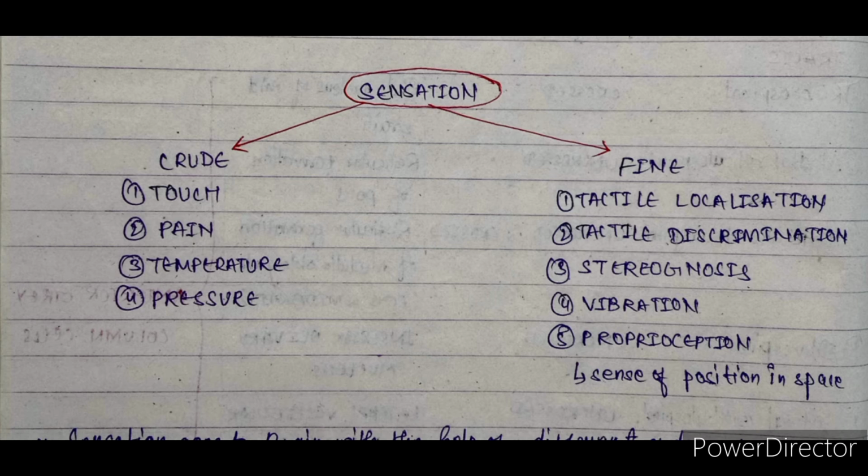Third one, stereognosis. It is the ability to perceive and recognize the form of an object in the absence of visual and auditory information by using tactile information. Vibration, we all know what it is, and proprioception is known as sense of position in space.